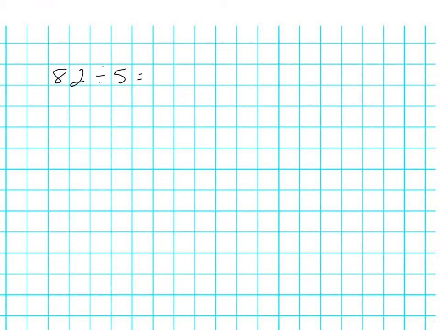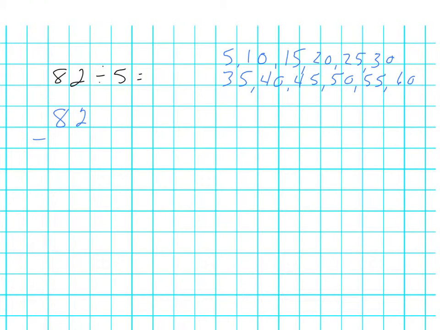Okay, so we've got 82 divided by 5. That means that we have to write our 5 times table. I've gone ahead and written the 5 times table here, and I've stopped at 60, which is 5 times 12. Next, we write 82 here, and then we subtract.